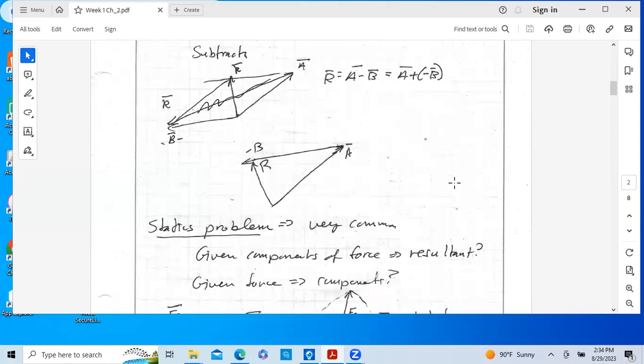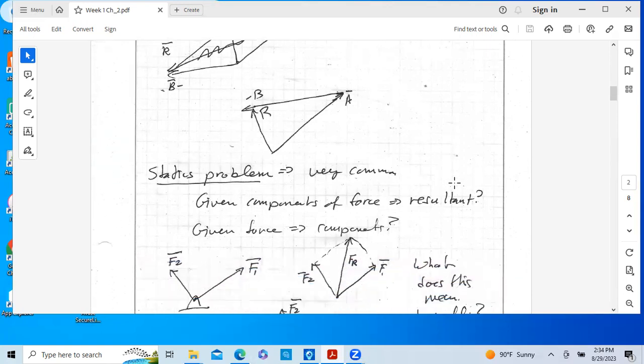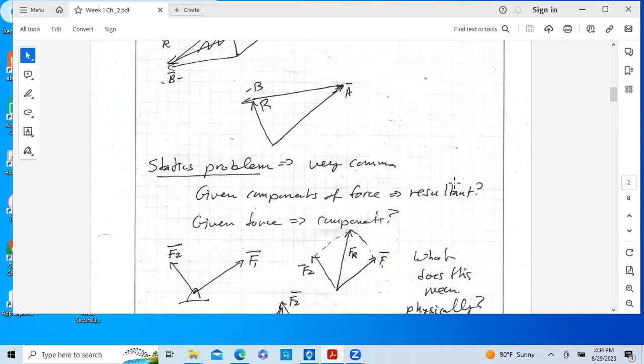So in a statics problem, it's very common to do really two things. Given force vectors, force 1 and force 2, acting on a support, as an engineer, I want to design that support.